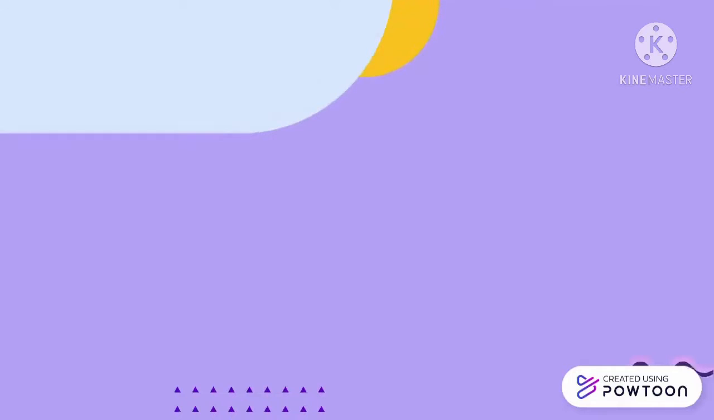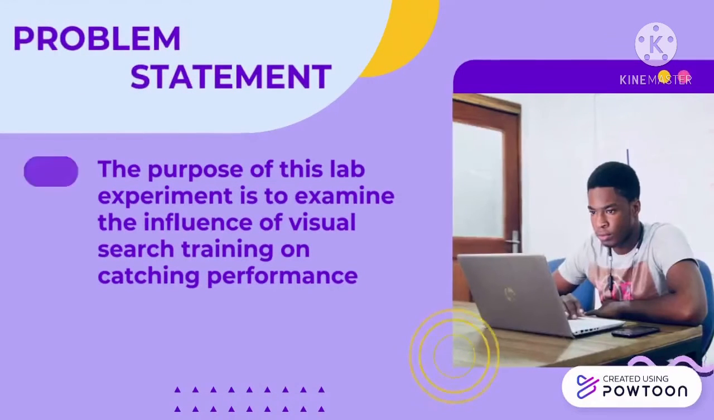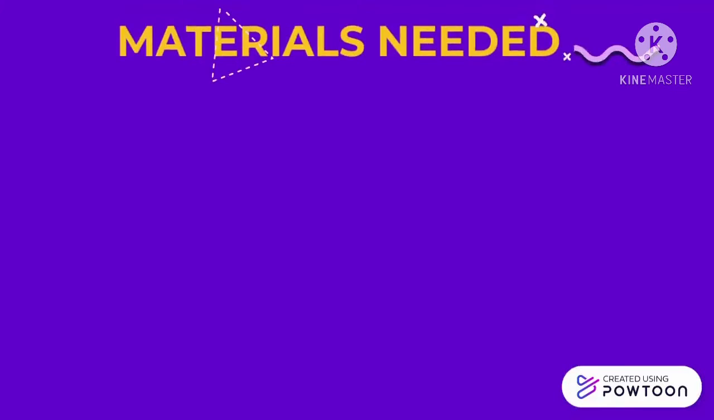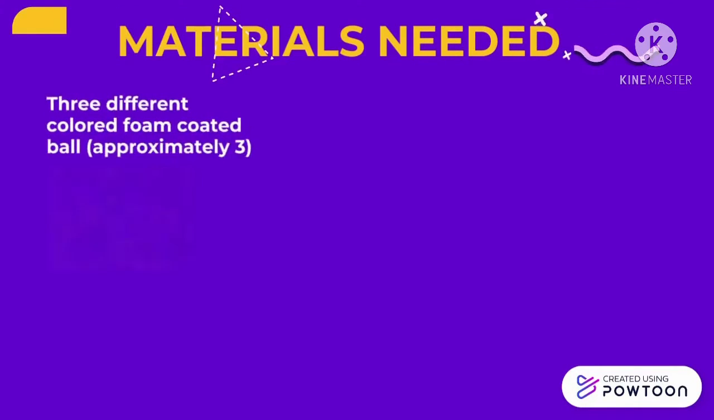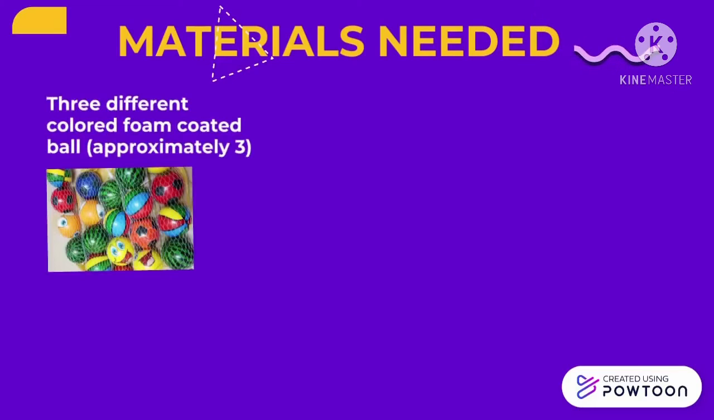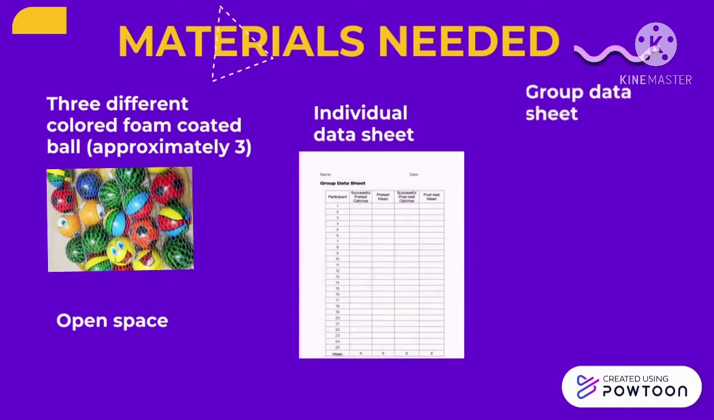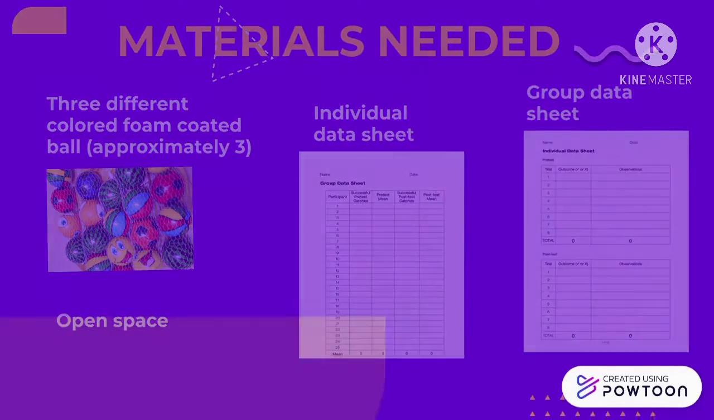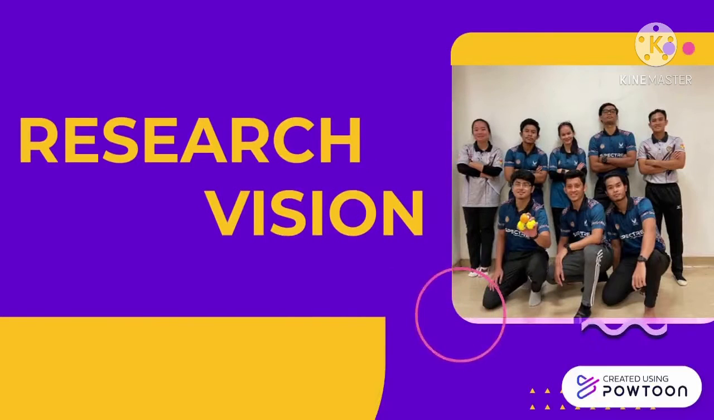The purpose of this lab experiment is to examine the influence of visual search training on catching performance. The materials and equipment needed for this lab are 3 different colors of ball, open space, individual data sheet, and group data sheet. Now let's proceed to the research on visual search.